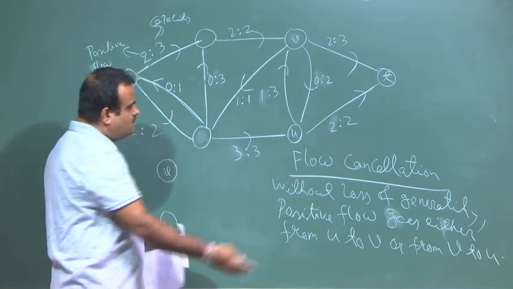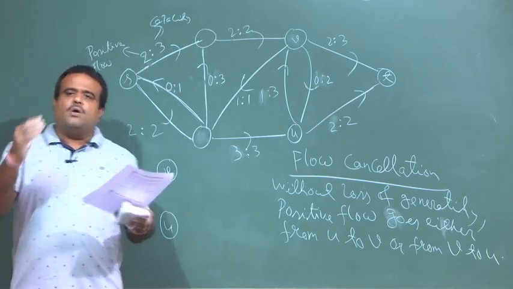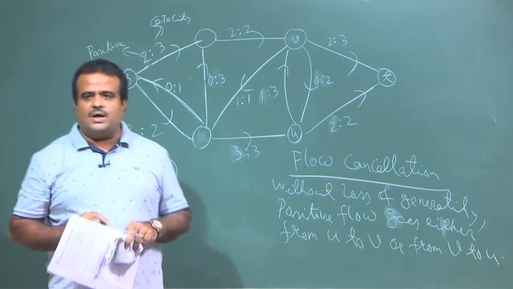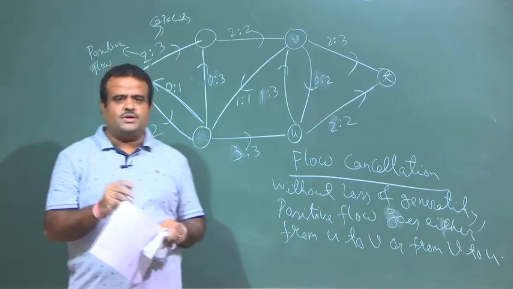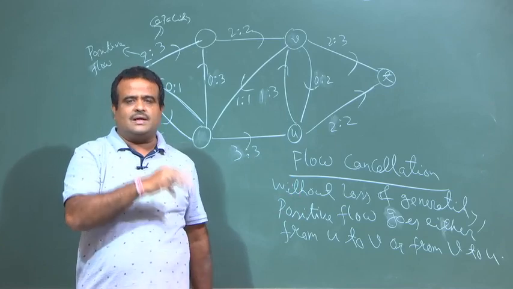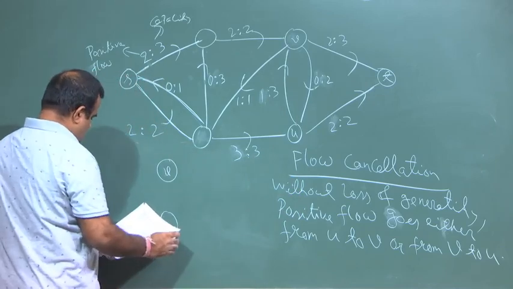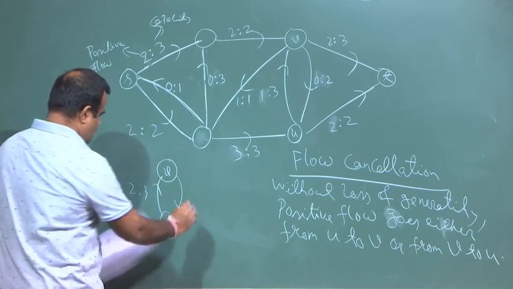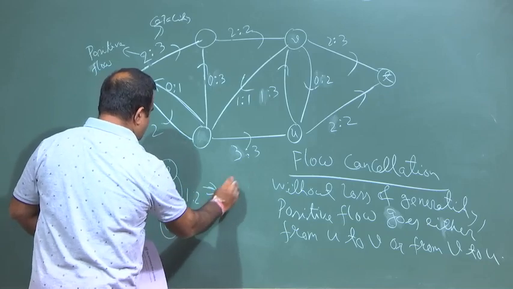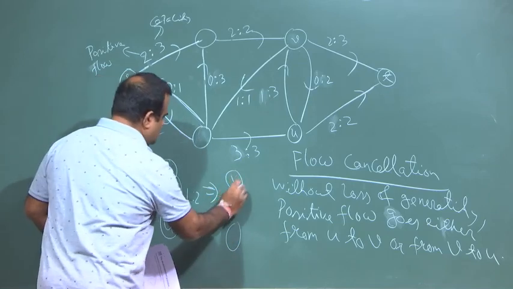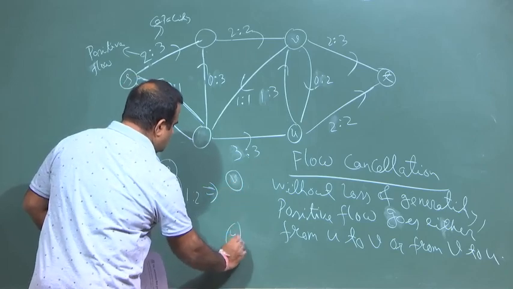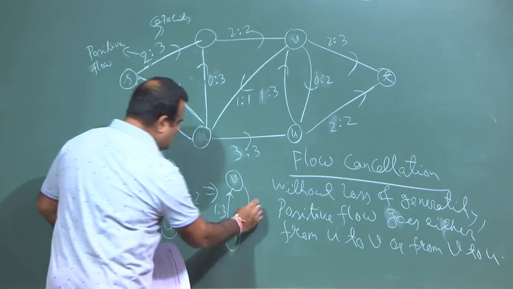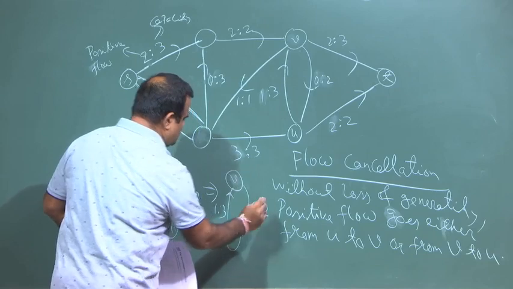The net flow is basically 1, because 2 was going and 1 was coming. So, without loss of generality, we can assume the positive flow is going in only one direction, because if we have a flow in two directions, we can cancel the lower one. We make it 0 and reduce the flow in the other one. So, this was 2, this was 1. We convert it into this, V to U becomes 1 and the other becomes 0. This is referred to as flow cancellation.